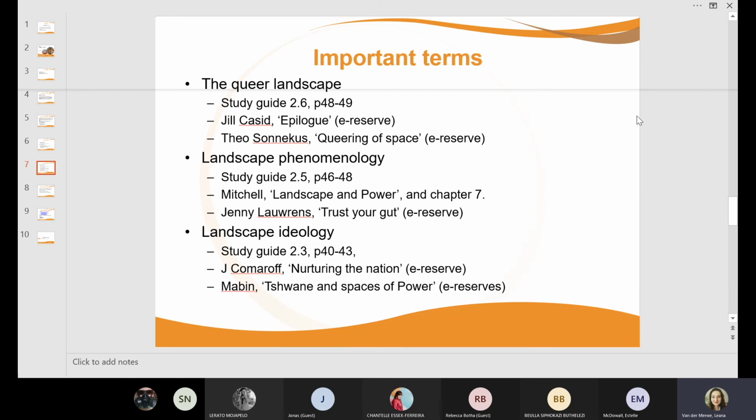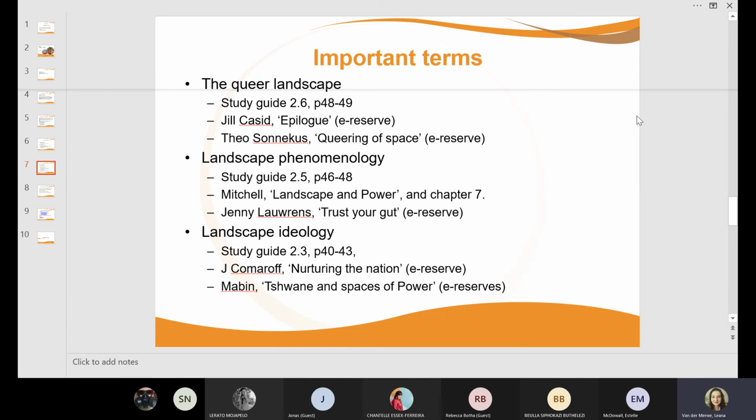Then landscape phenomenology. There's also a section in the study guide. There's also a chapter in Mitchell. And then there's one article by Jenny Lawrence, and it's entitled Trust Your Gut. The last one is landscape ideology, which is probably the easiest one, I would think. And also you will be able to use a lot of the theory that you used in the first assignment there. There's a section in the study guide, and then there are 2 e-reserves.